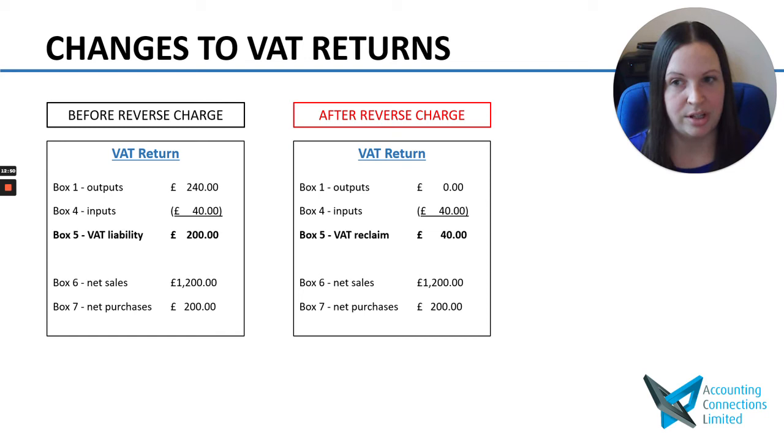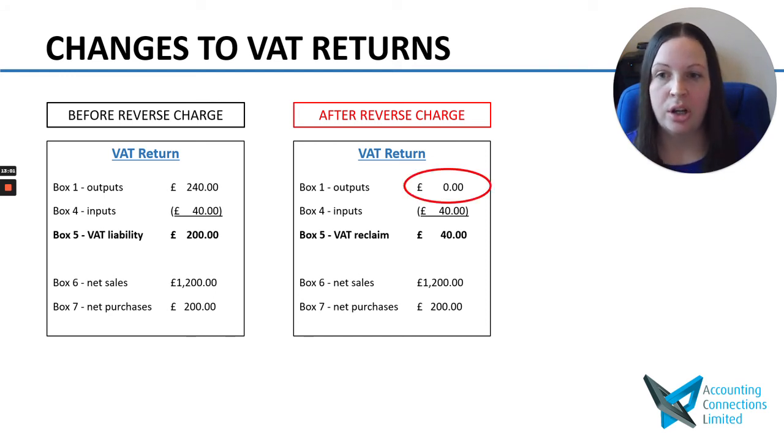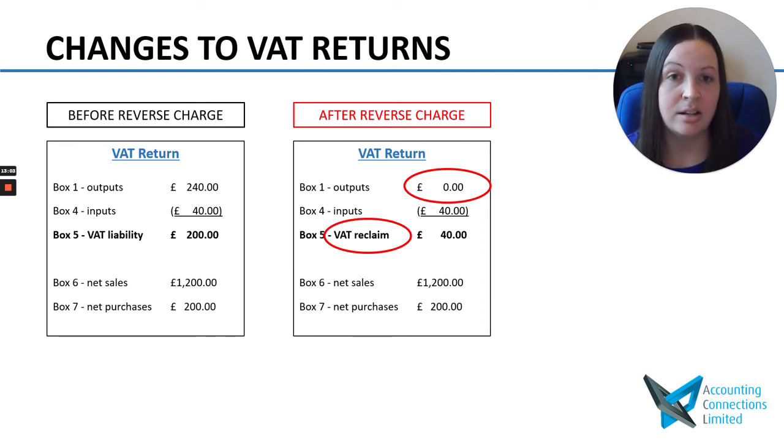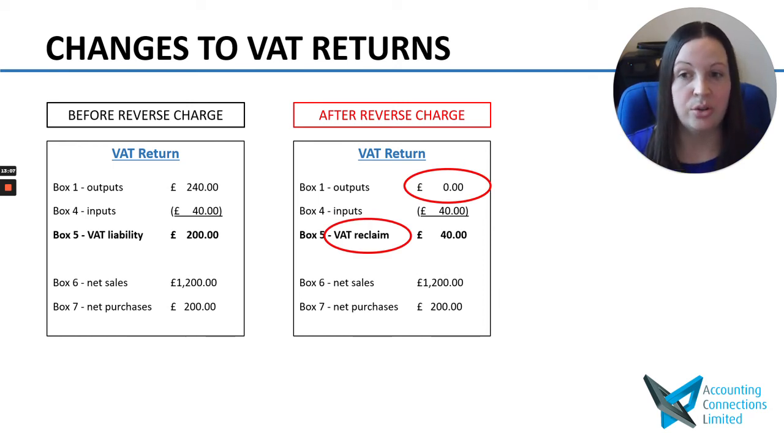After the reverse charge, there's not going to be any outputs. You haven't collected any VAT because your contractor is not going to have to pay you that. So now, your liability has turned into a reclaim. So you're now going to have to get a refund of that from HMRC.